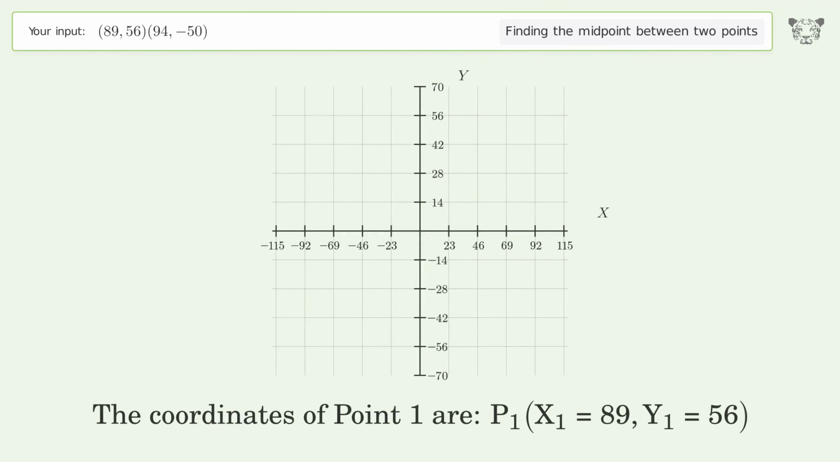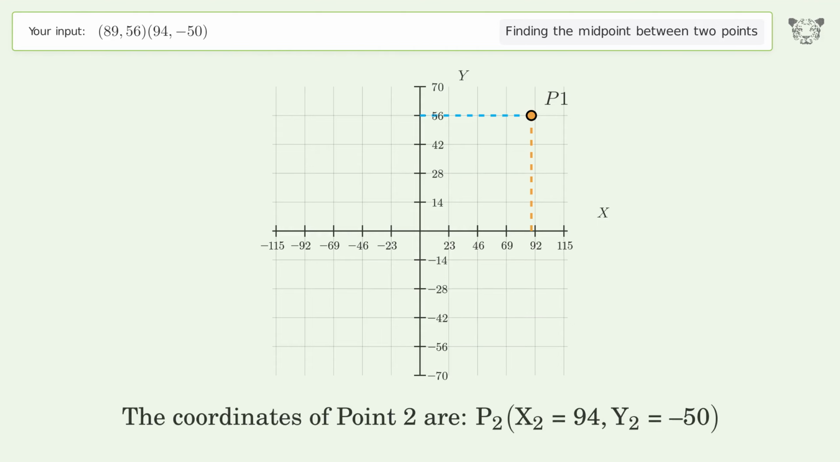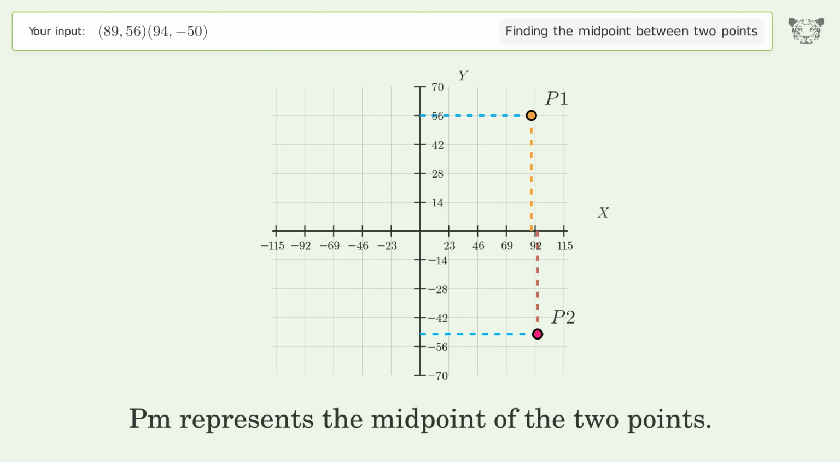The coordinates of point 1 are x1 equals 89, y1 equals 56. The coordinates of point 2 are x2 equals 94, y2 equals -50. PM represents the midpoint of the 2 points.